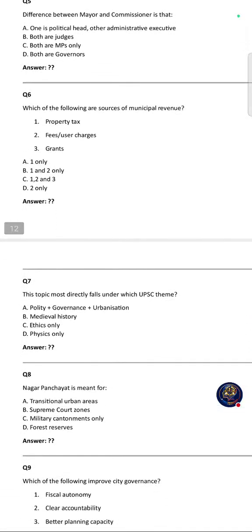Which of the following are sources of municipal revenue? First, property tax. Second, fee or user charges. 3, grants. What is the answer? C, 1, 2, 3, all are correct.